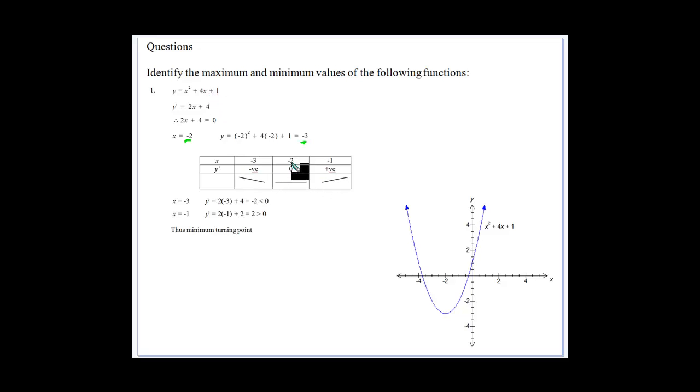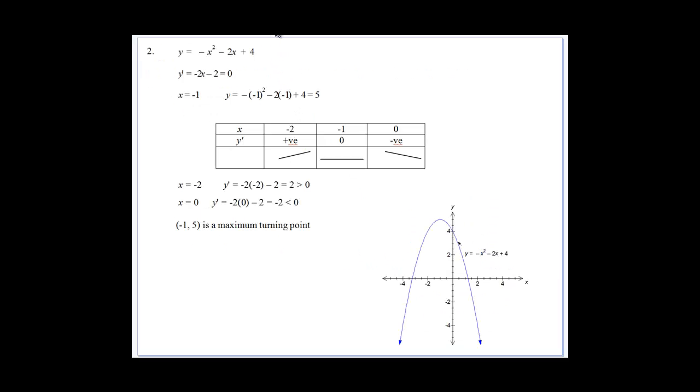So we know at minus 2 we get a gradient of 0. At minus 3, which is before minus 2, we get a negative gradient, so it's falling. And when x is minus 1, which is after the turning point, we get 2, which is greater than 0. It must be a minimum turning point, because we can see that for minimum turning points, the curve falls, stops, and then rises. And that's what our graph would look like there.